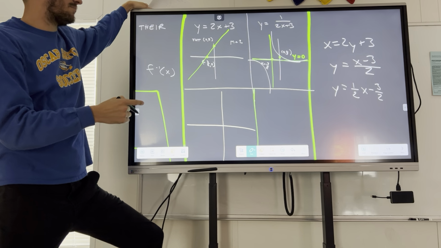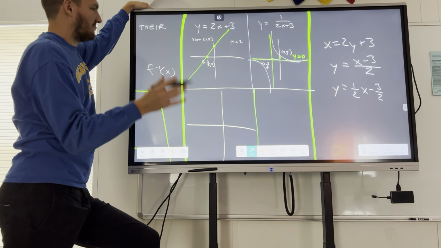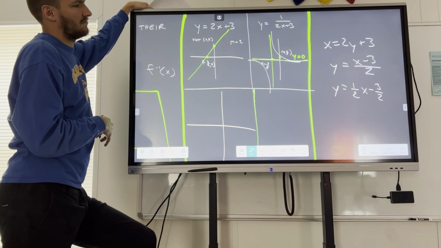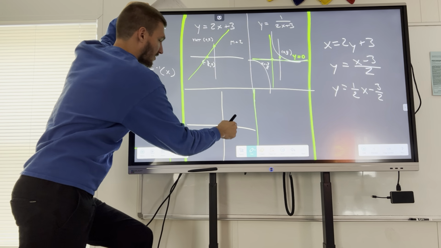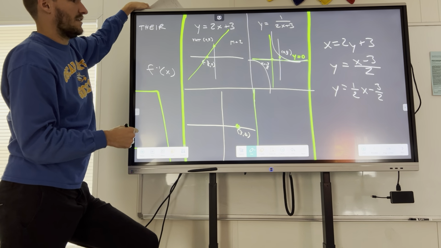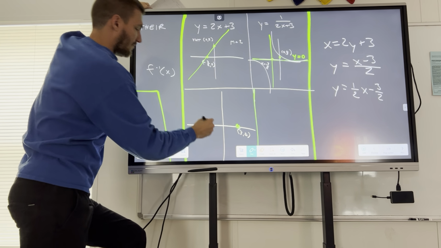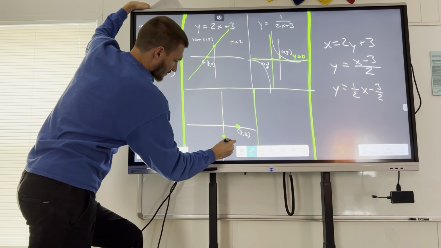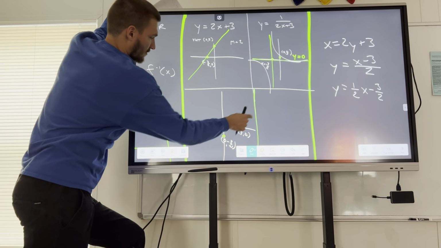you want to talk about the slope, but does it have a horizontal asymptote? No. Does it have a vertical asymptote? No. What is the x-intercept going to be? Top equals 0, 3. What is the vertical or the y-intercept going to be? -3/2. There's no line.